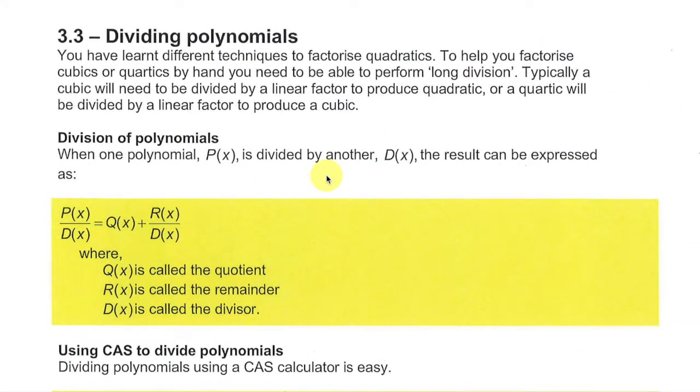Polynomials. If we have a polynomial p of x divided by another polynomial, let's call it d of x, the result can be expressed in this way. We've got p of x divided by d of x. The result will be the quotient, q of x, plus the remainder over the divisor. This is like having an improper fraction, and then what you can do is produce a whole number plus the remainder over the divisor.